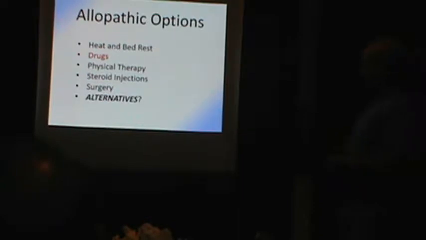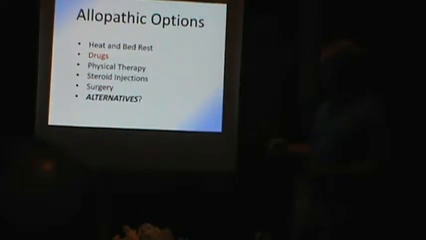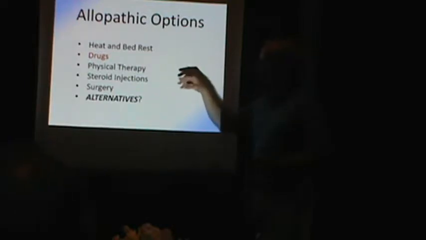So there are allopathic options: heat, bed rest, drugs, anti-inflammatories, steroids. They want to reduce inflammation. Physical therapy is great because they'll help strengthen an area. Well, they used to do a lot of ultrasound. They don't do as much of that as they used to, but they're doing other therapies.